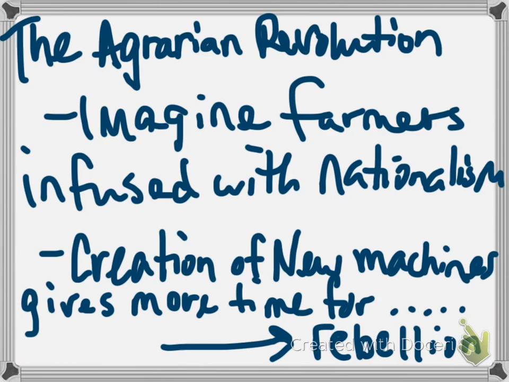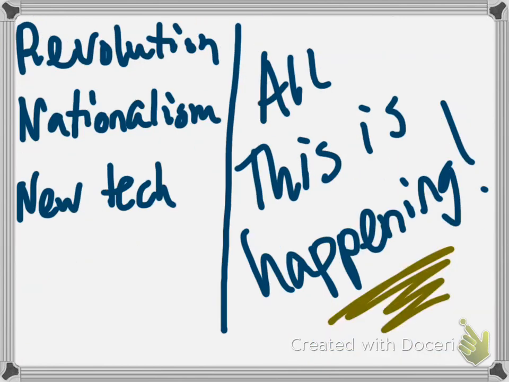These new machines are going to give them more time, and they've got more time for rebellion. These new machines, like the seed drill, are going to cut down planting times, and they're going to have new reaping machines that cut down the time it takes to bring in the crops. So farmers are going to have some idle time, and when they have idle time, they start to reevaluate the way they're being ruled. Now, revolution, nationalism, new technology, that new technology is part of the agrarian revolution. All of this is happening. That's a lot of stuff occurring in a short amount of time.